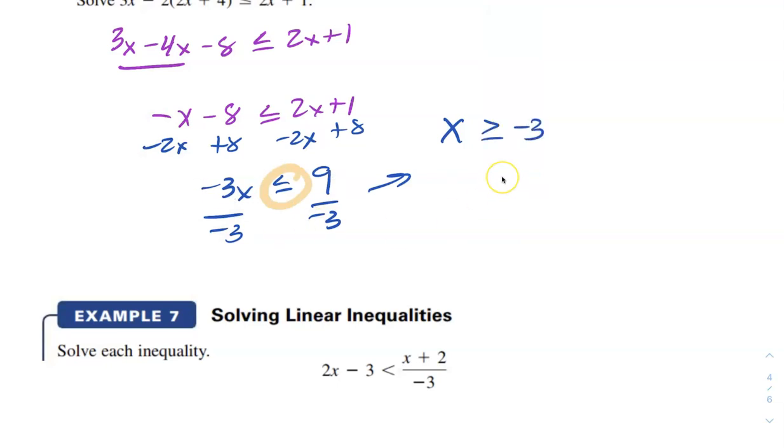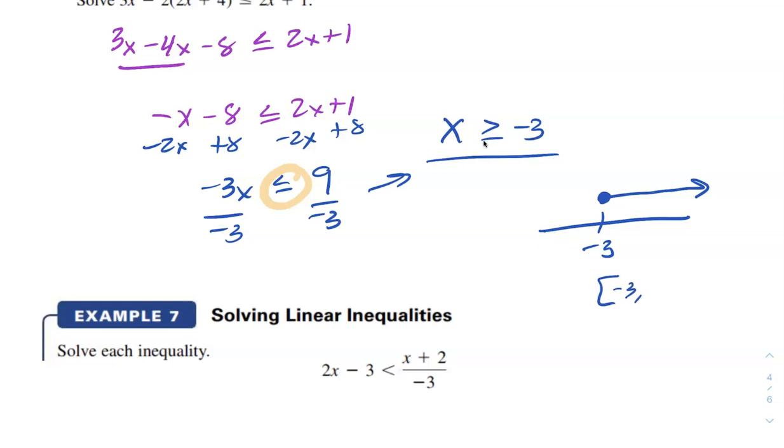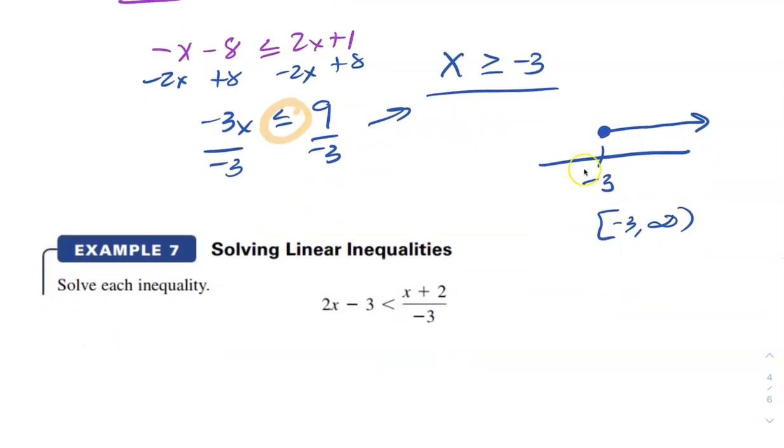And there's my answer. Typically they want us to graph this on a number line. You don't have to be special about this, but that's negative 3. It's a closed circle because of the equal to sign, and it's going to the right. If I wanted this in interval notation, it would be a bracket from negative 3 to infinity. That's the number line.